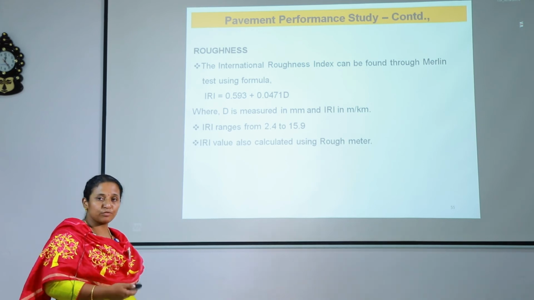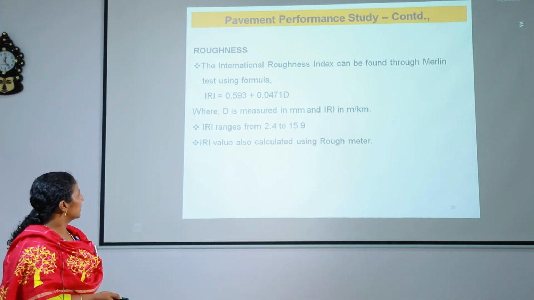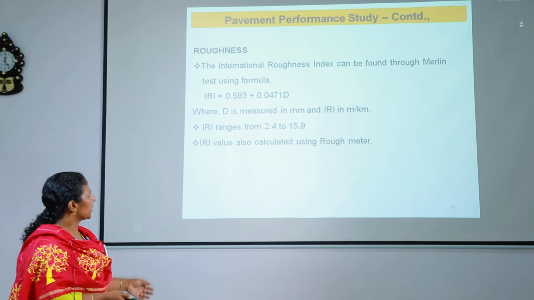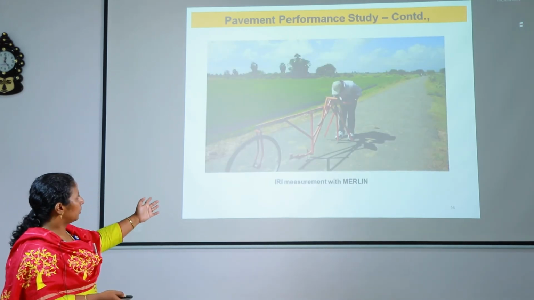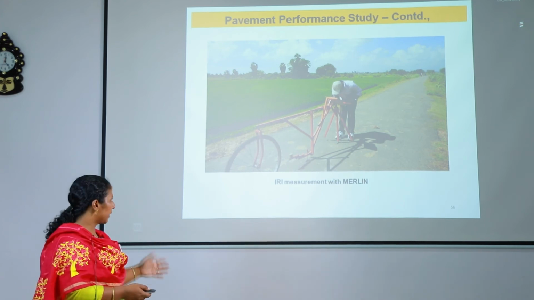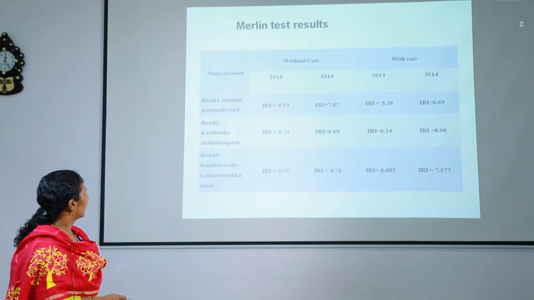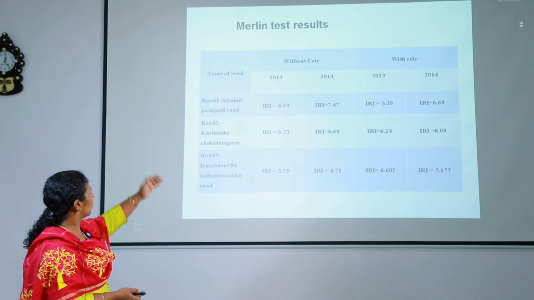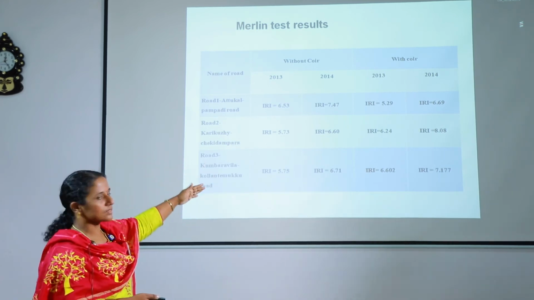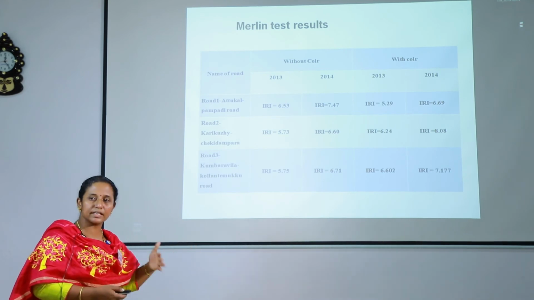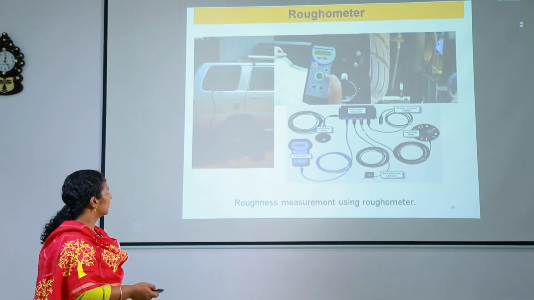Next is the pavement performance evaluation study. The first one is the roughness study, measured by the Merlin test method. The picture shows the evaluation of the Merlin test, and it shows the Merlin test results of the roads without coir and with coir over 2 years. That means the tests have been conducted in different seasons.